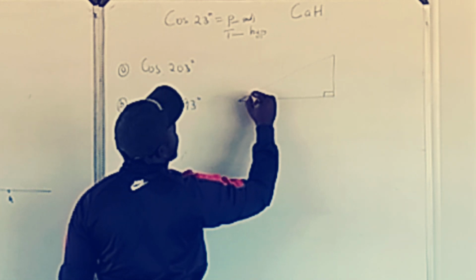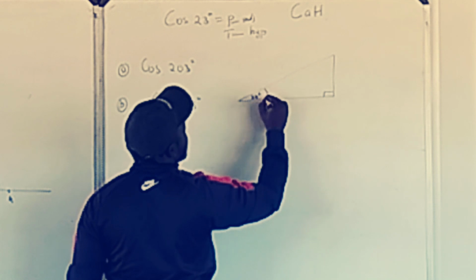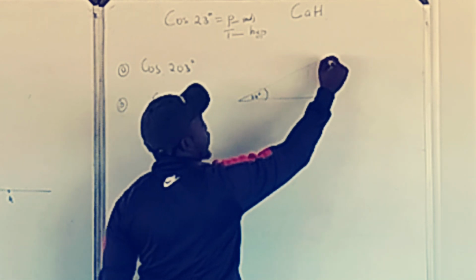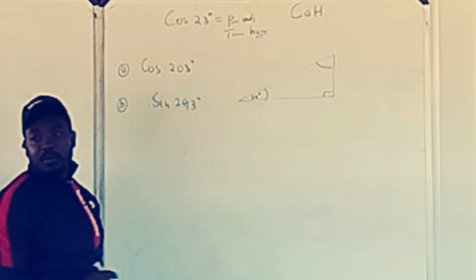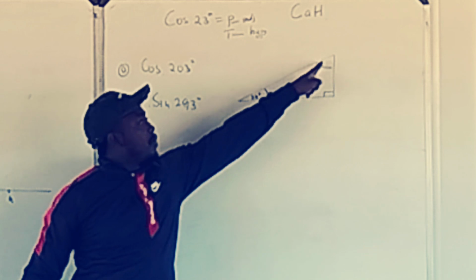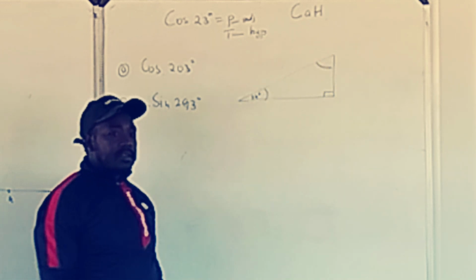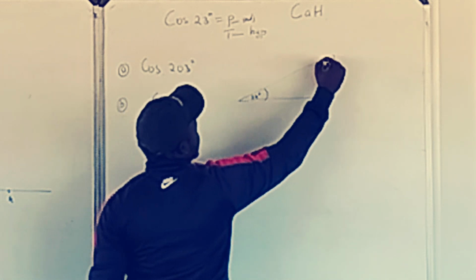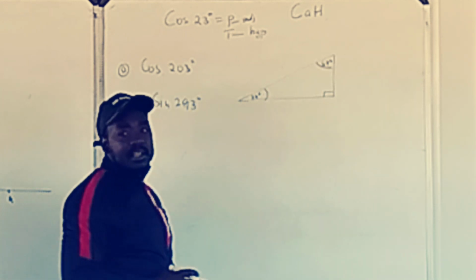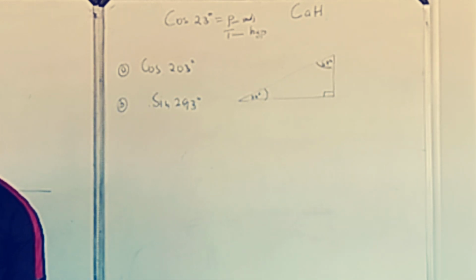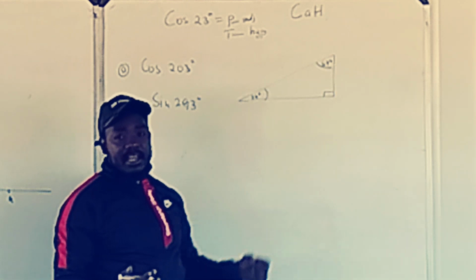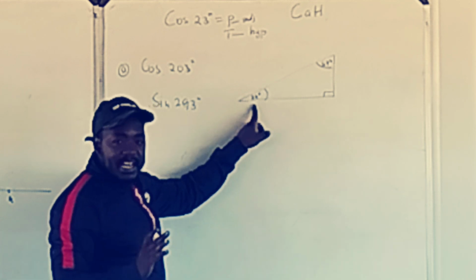So you have your 23 degrees, and your 90. What will be the value of that angle? If this is 23, what will be the angle of this one? 67. Because when you add all of them together, they must give you 180. So this angle is actually 90 minus 23. Now put in the sides.